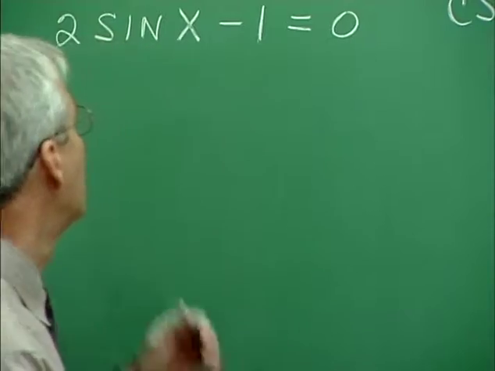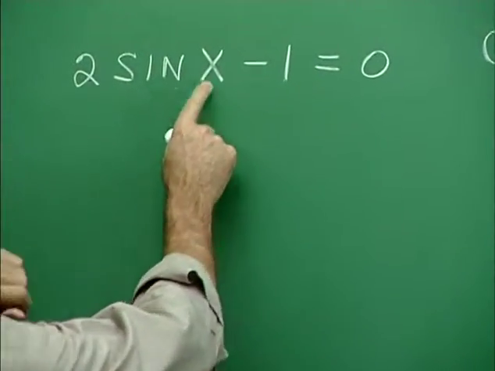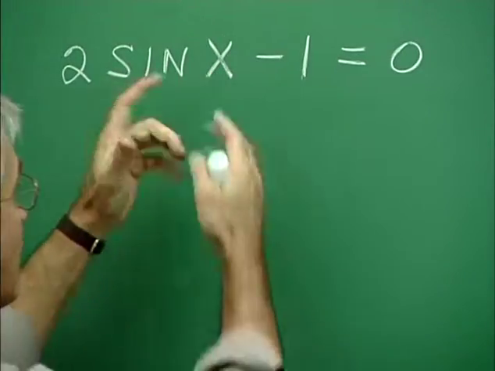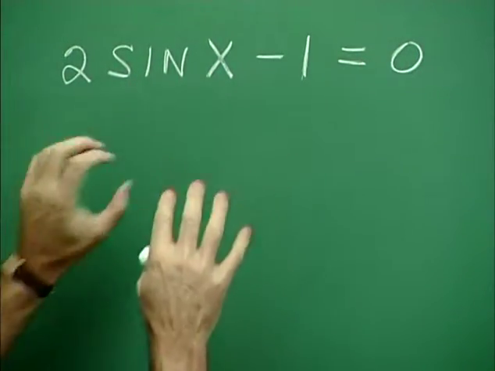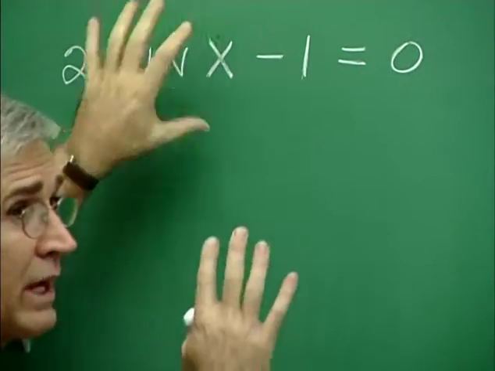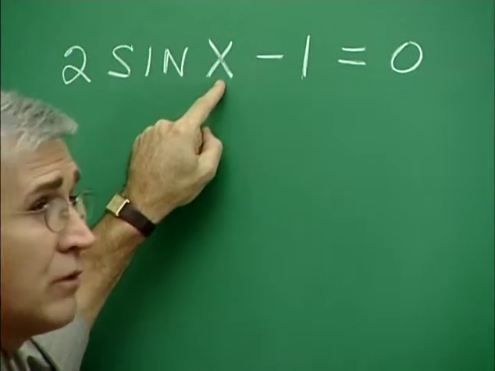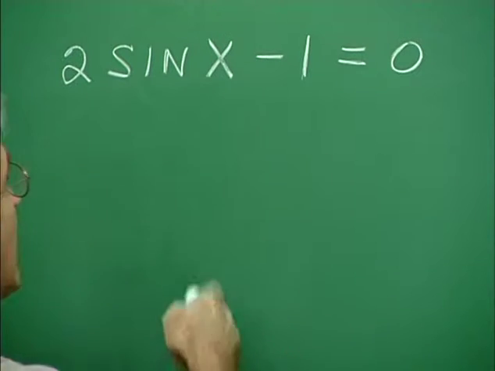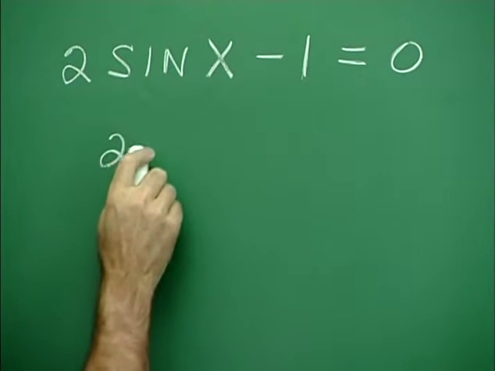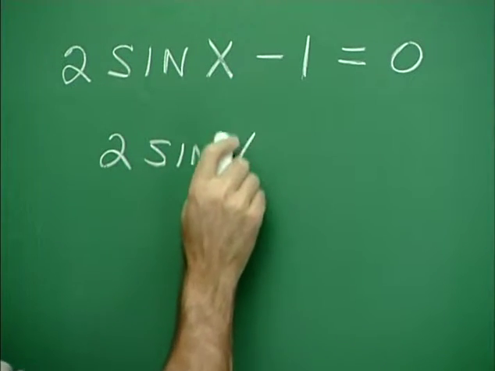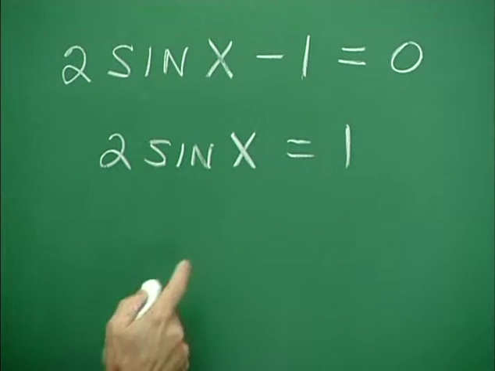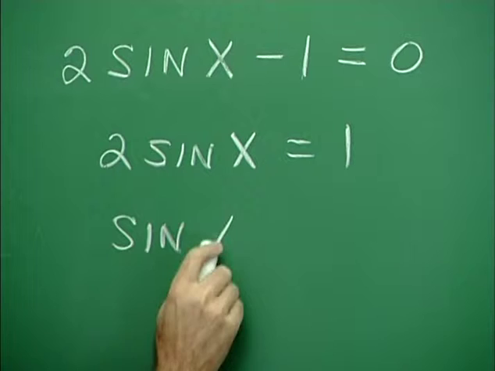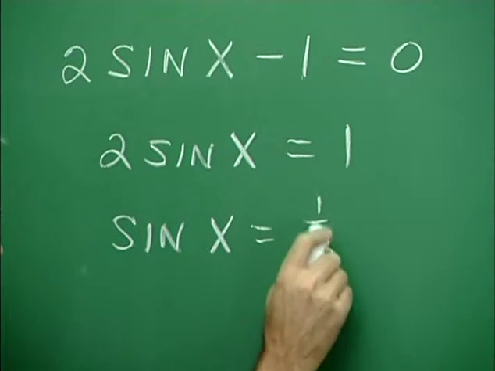Consider this problem. Notice that the variable involves sine. So we have sine of some variable, and we have some other stuff here. Well, we'd like to isolate the sine of x before we evaluate the value for x. And it's pretty easy to evaluate x once we have done that. Adding 1 on both sides, we get 2 sine x equals 1. Dividing on both sides by 2 to clear this coefficient, we find that sine x is equal to 1/2.